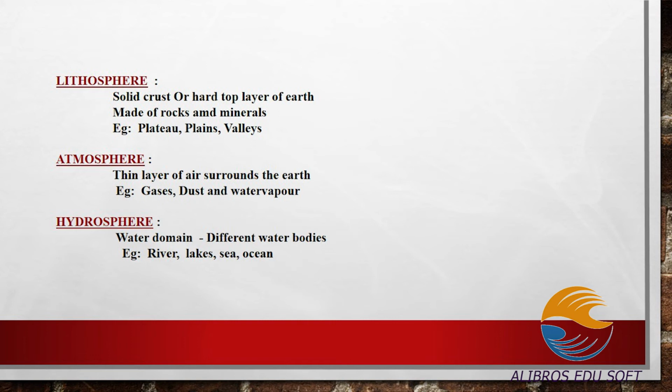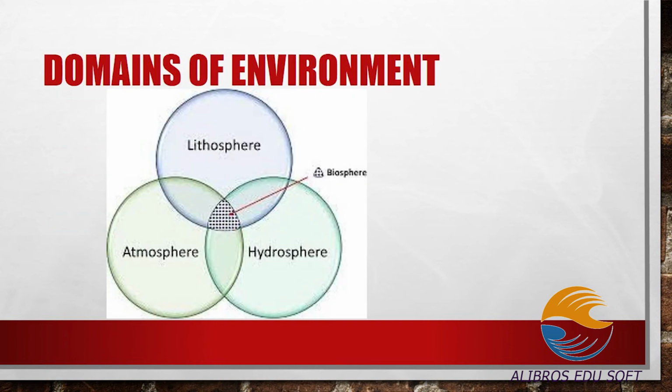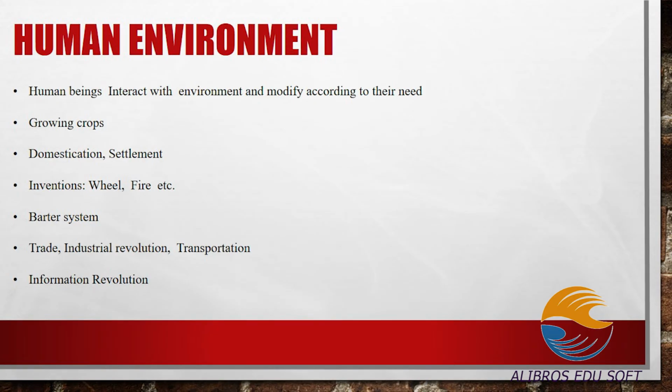Next is the atmosphere. Atmosphere is the thin layer of air that surrounds the earth. The gravitational force of the earth holds the atmosphere around it. Plant and animal kingdom together make the biosphere or the living world. It is a narrow zone of earth where land, water and air interact with each other to support life. You can see the image of hydrosphere, atmosphere, lithosphere leading to the formation of biosphere here.